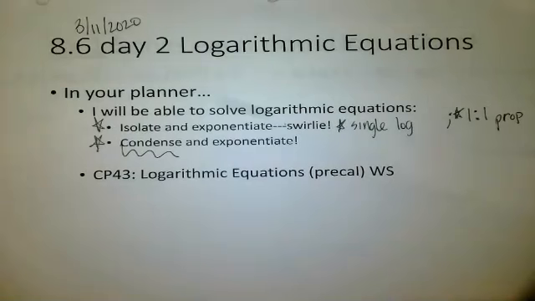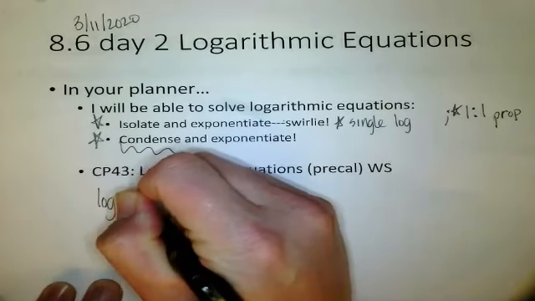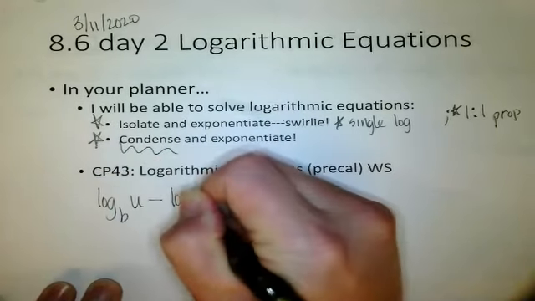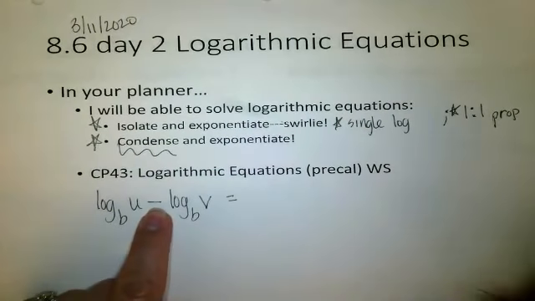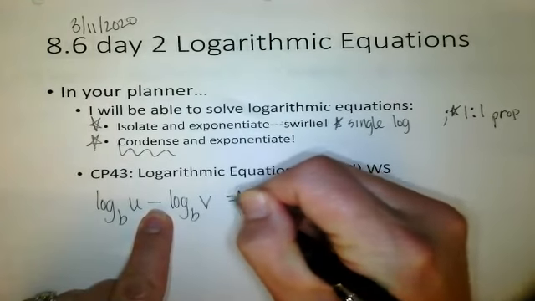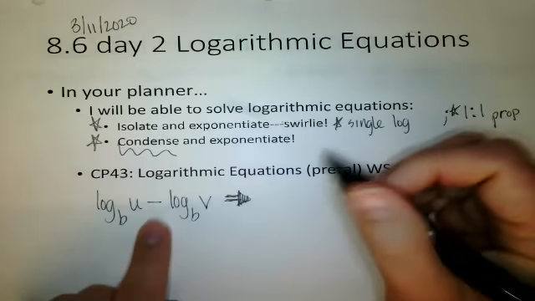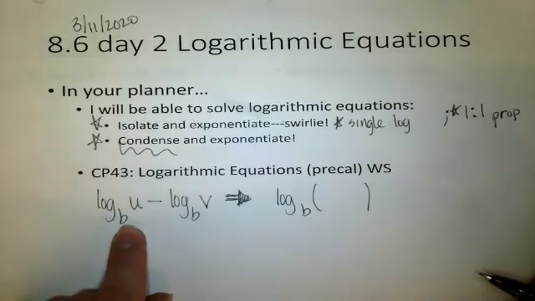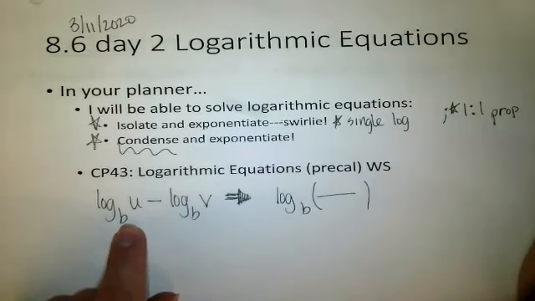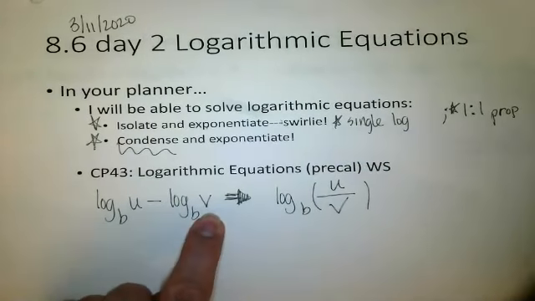And this is the entire reason we had properties of logs. If I have log base b of u minus log base b of v, what property allows us to subtract the logs? The division property, the quotient property. So I can rewrite this whole thing using a single log, and I just have to figure out what goes on top and what goes on bottom. So u goes on top, and v goes on the bottom because it's got the negative.